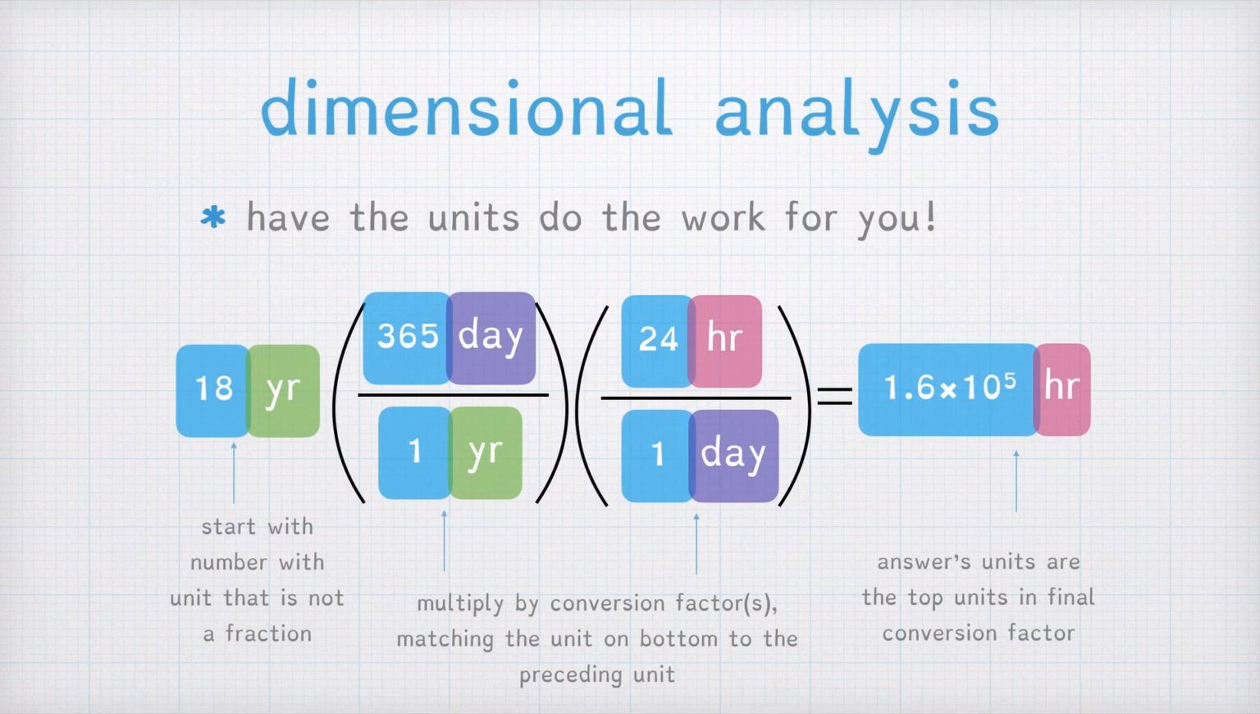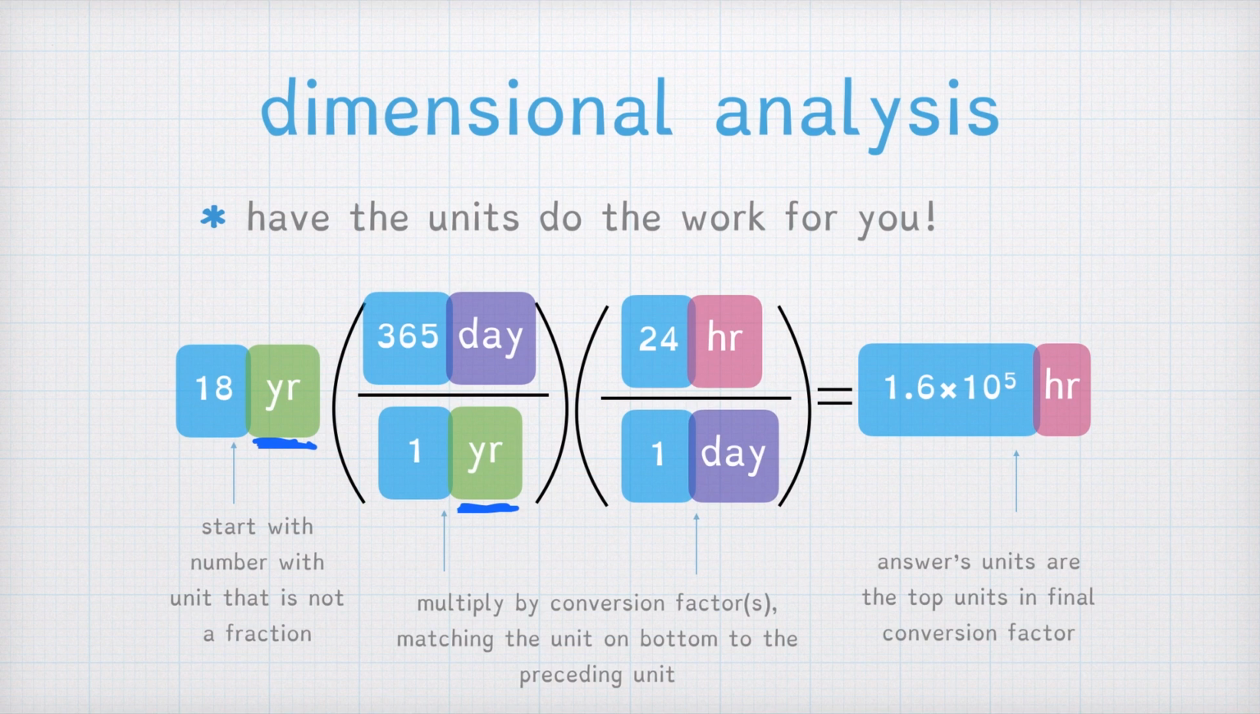An example could be if you're 18 years old and you want to know how many hours old you are, then you can do dimensional analysis to find that answer. You would start with 18 years, and my recommendation when you're doing dimensional analysis is to start with the number where the unit is not a fraction. In this case, we would just start with the 18 years. And then you set up a fraction next to it, and the important thing is whatever unit you begin with is the unit that goes on the bottom of the fraction.